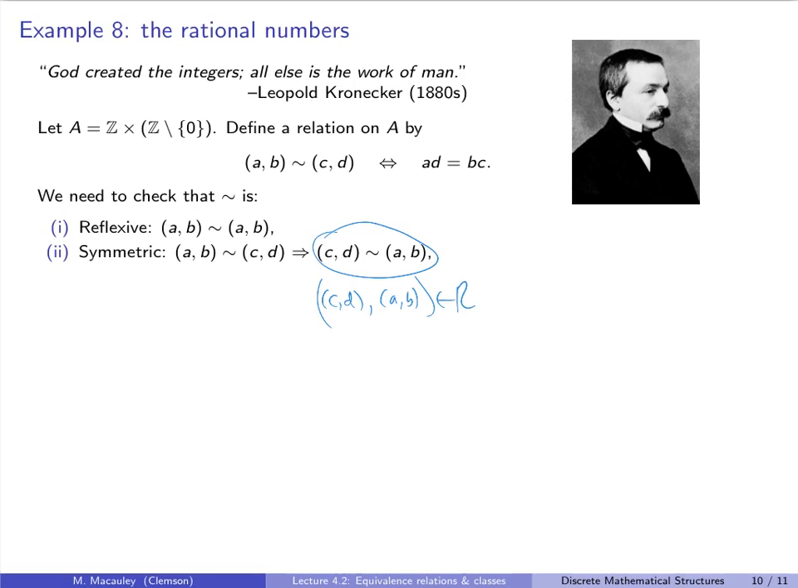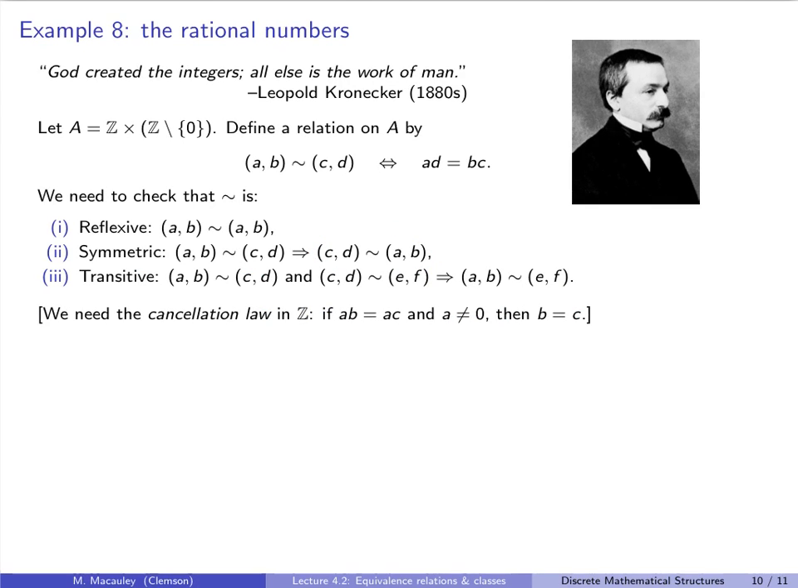And I mention this because I'll confess that when making these slides, I carelessly wrote down for symmetric, oh, (A, B) is equivalent to (B, A), which doesn't even make sense because the two coordinates aren't even from the same set. So that doesn't make sense at all. This is what we have to show. And why is this true? Well, if AD equals BC, then CB equals DA. So that checks out. Finally, we need to show transitivity.